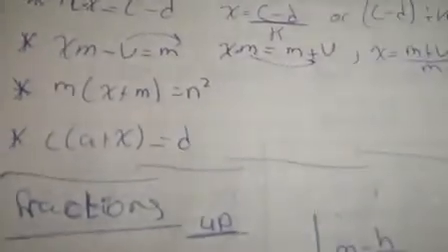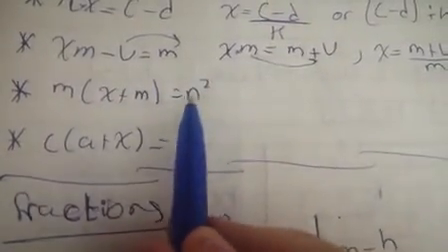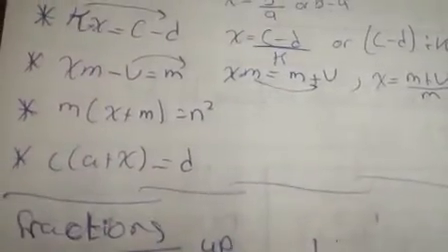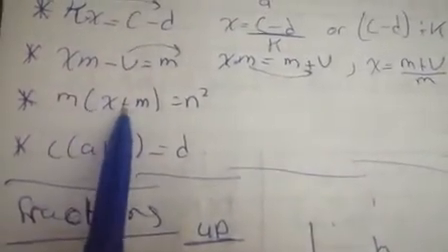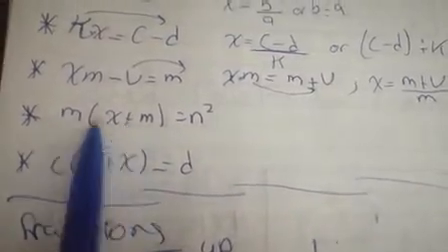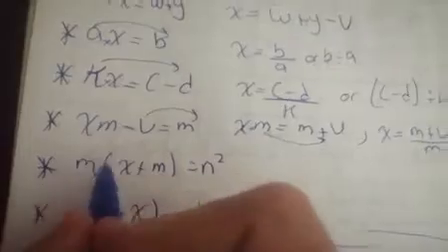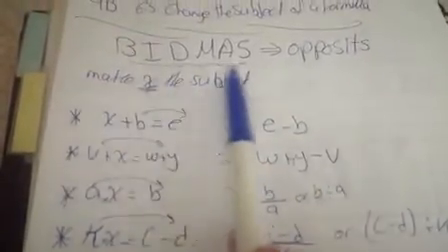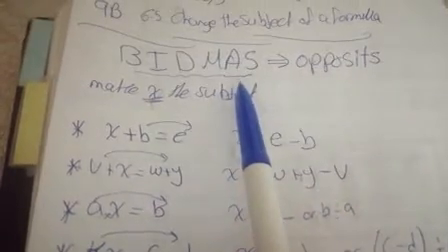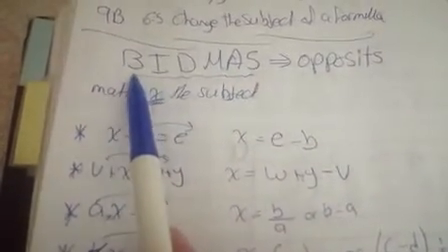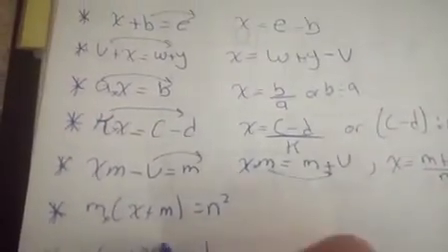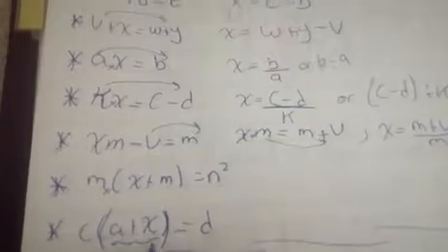The next, we have m, bracket x plus m, equals n squared. Normally we have brackets and add, right? This is multiply, m multiplied by the bracket, then add. What is the last thing in order of operations? Bracket, multiply, add. We cannot do the addition in the beginning, never, because it's inside the bracket. So we shouldn't start from the bracket, because it's opposite order of operations, right?